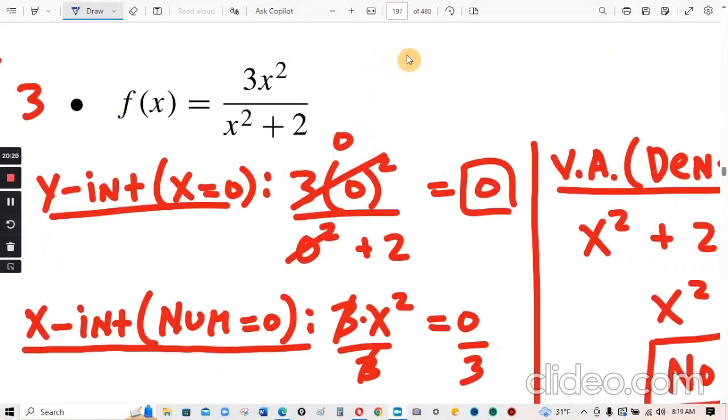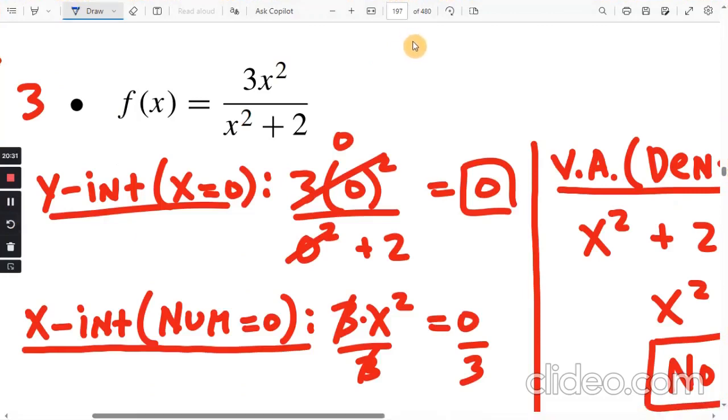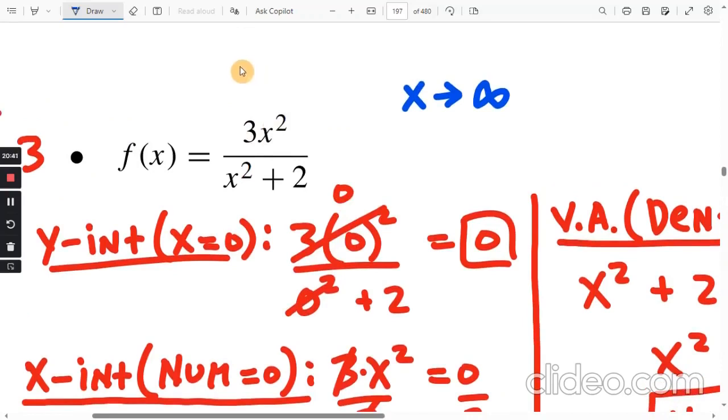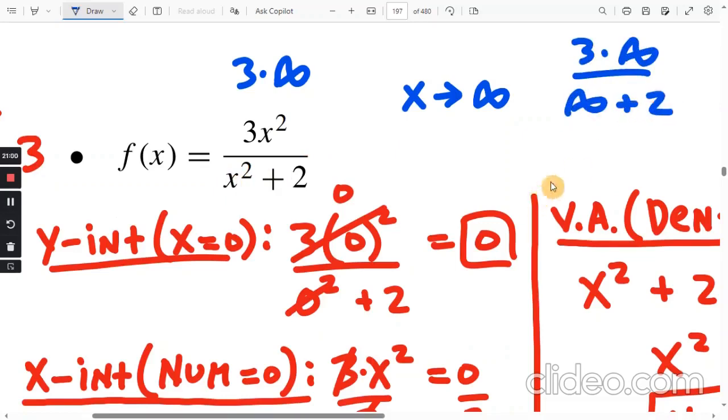Let's see. If x approaches infinity, basically what happens here? In the numerator, you're basically going to get 3 times infinity. And in the denominator, you're just going to get infinity plus 2. So it's going to be 3 times infinity over infinity plus 2. Infinity plus 2 is basically the same as infinity.